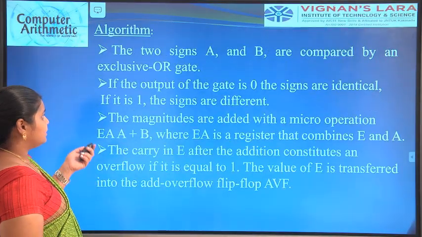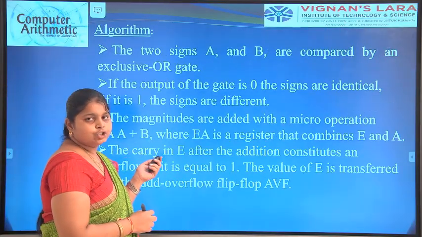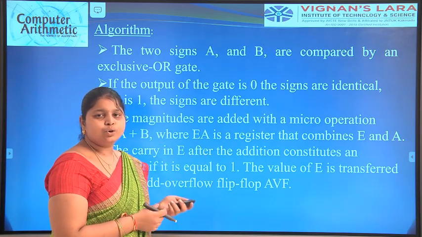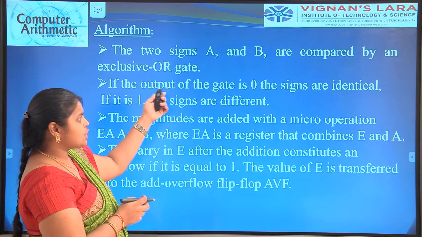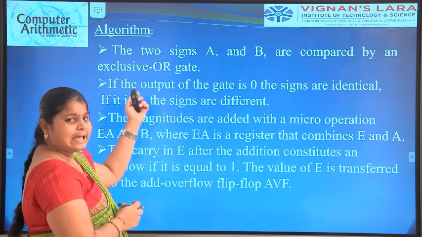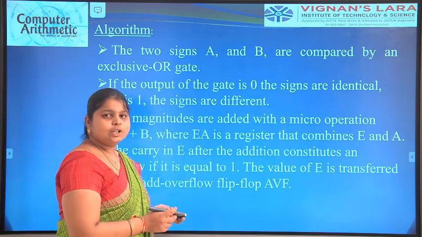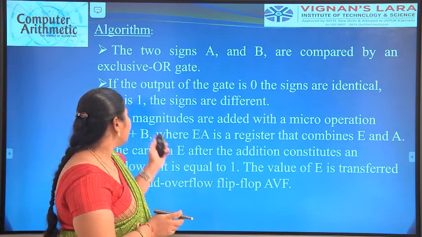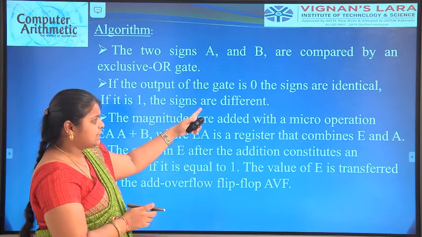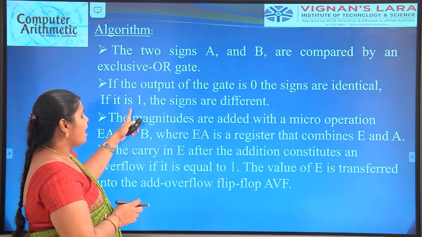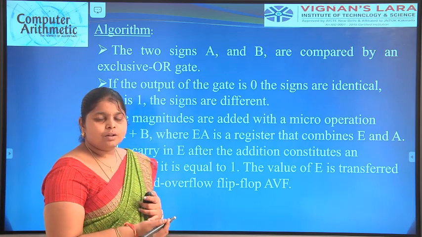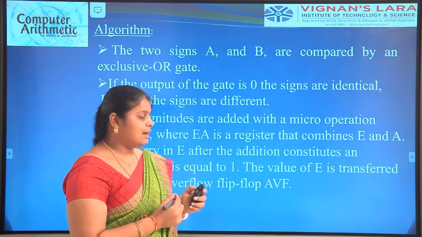Okay, here is the pictorial representation, the flowchart of addition and subtraction. Here is the step-by-step procedure of how to use the flowchart. The two signs of A and B are compared by an exclusive OR gate. By using the XOR gate, we perform the operation of addition and subtraction. If the output of the gate is 0, the signs are identical, and if 1, the signs are different. For example, if the output is 0, the signs are identical.